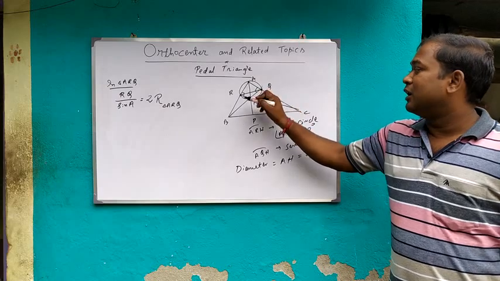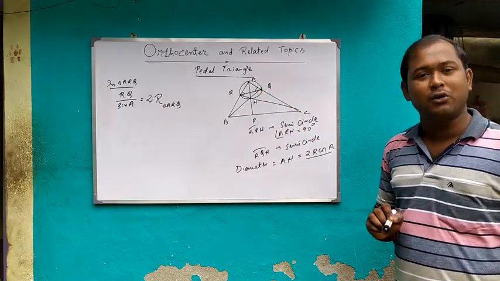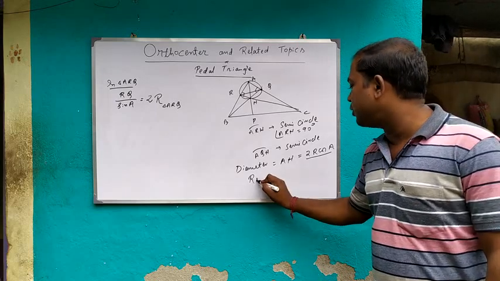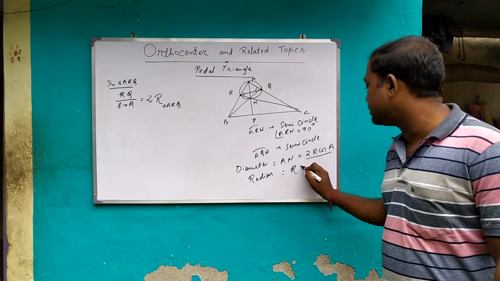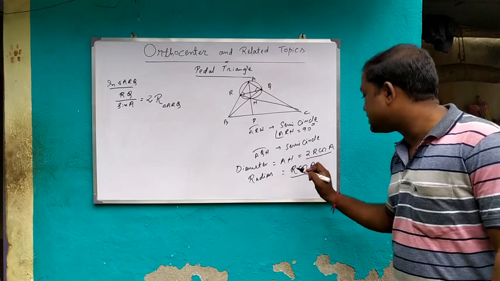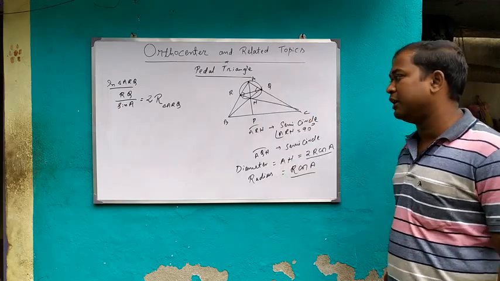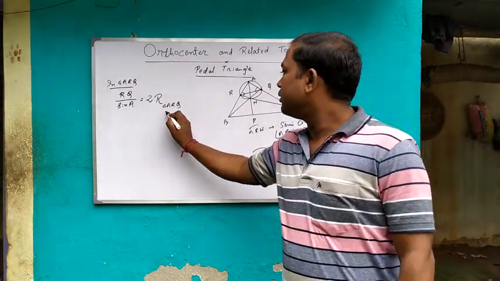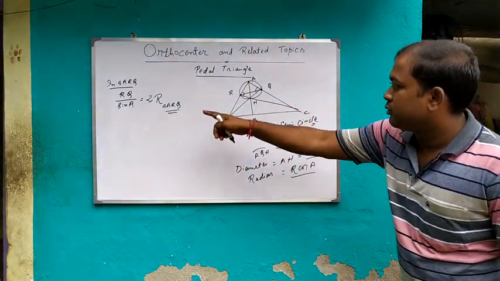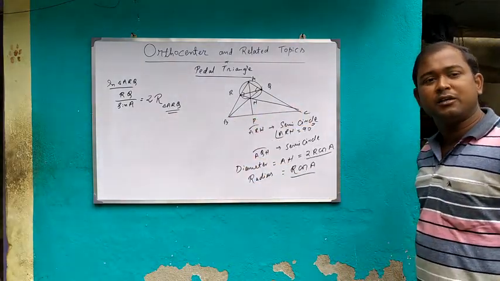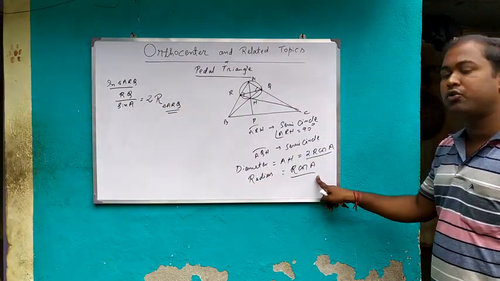So the diameter of this circle, that we have found, is equal to 2R cos A. And the radius of this circle is half of the diameter, that is equal to R cos A. And this radius is the same as the circumradius of triangle ARQ. This triangle ARQ is what we wanted to find. So what is the circumradius of triangle ARQ? That is equal to R cos A.